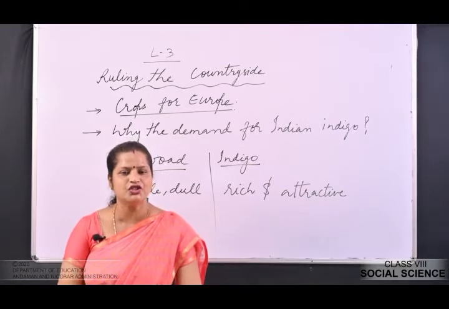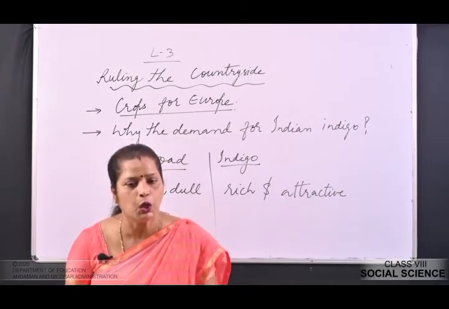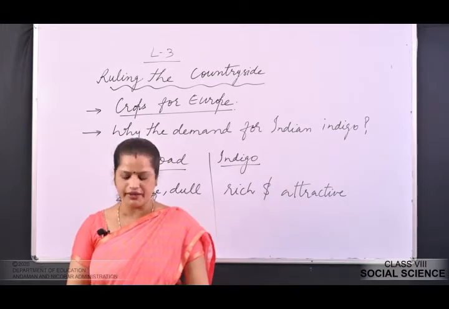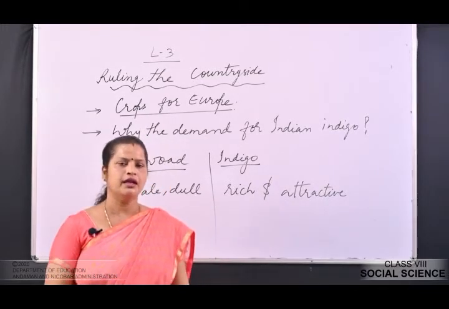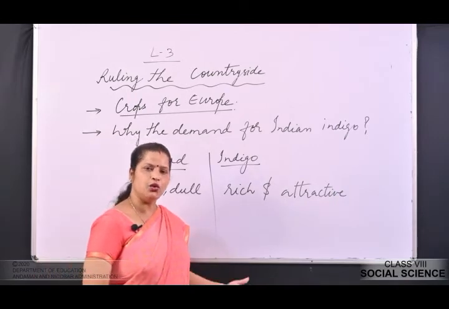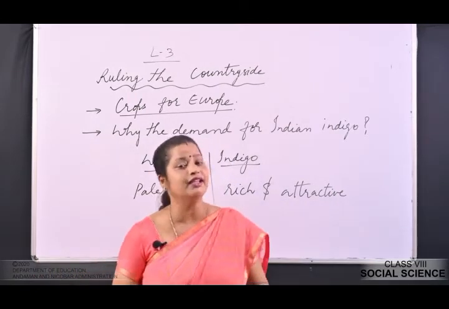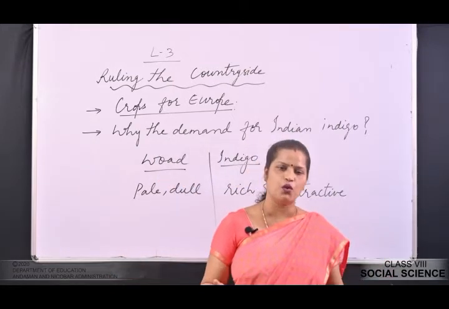By the 17th century, European cloth producers persuaded their governments to relax the ban on indigo import. The French began cultivating indigo in Saint-Domingue in the Caribbean islands, the Portuguese in Brazil, the English in Jamaica, and the Spanish in Venezuela.